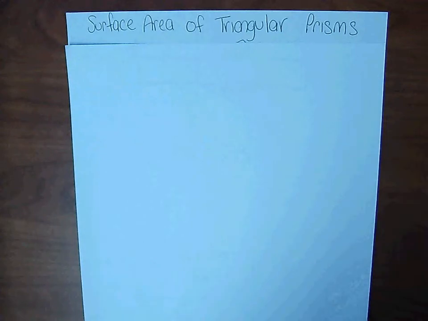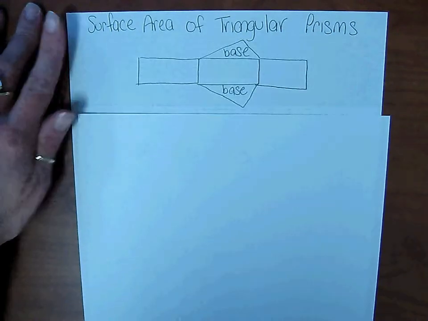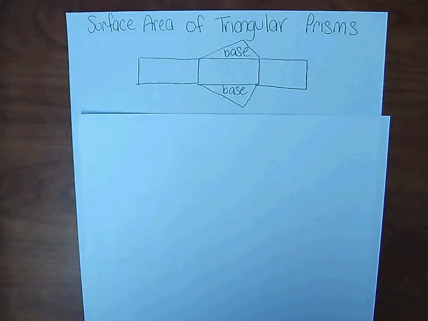Surface area of triangular prisms. Surface area is the sum of the area of all the faces and bases of a three-dimensional figure. If we took the three-dimensional prism and cut along the edges, we would have a net. And in this case, it would have two triangles, which are the base, and three rectangles.